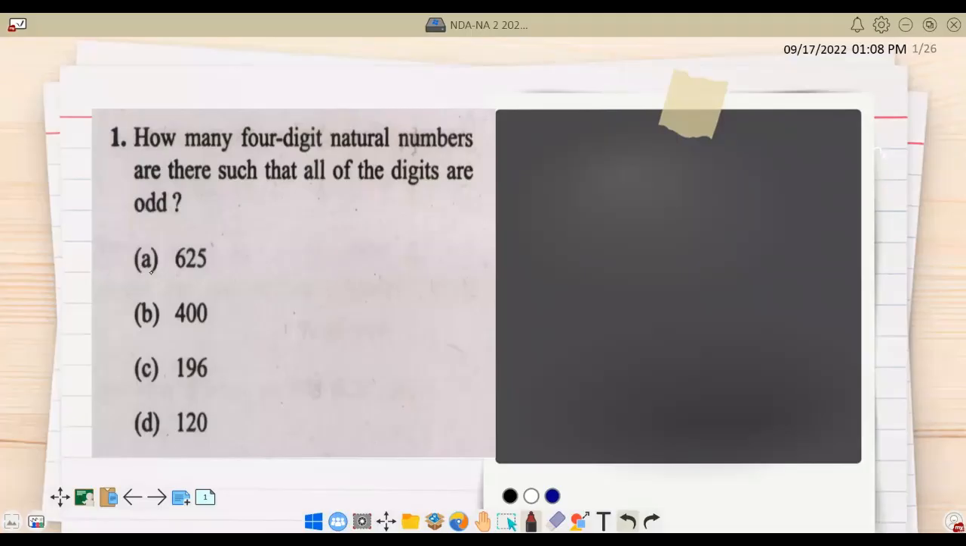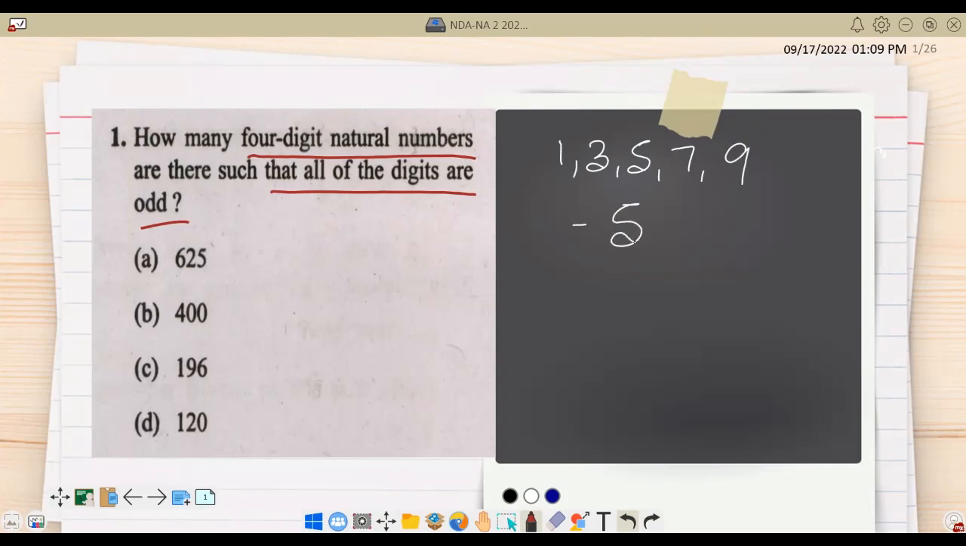In this question, they were asked to find the 4-digit natural numbers such that all the digits are odd. To answer this question, we need to know how many odd digits there are. That is 1, 3, 5, 7, 9. Totally, we have 5 odd digits, and they've asked for 4-digit natural numbers such that all digits are odd.